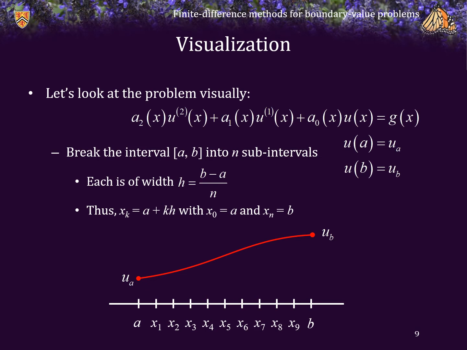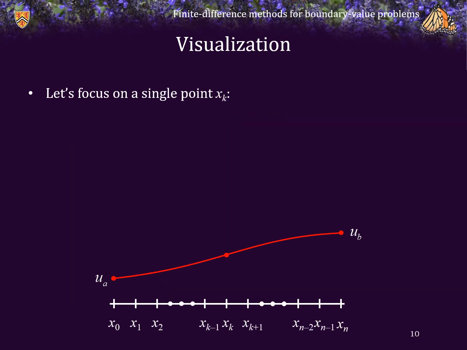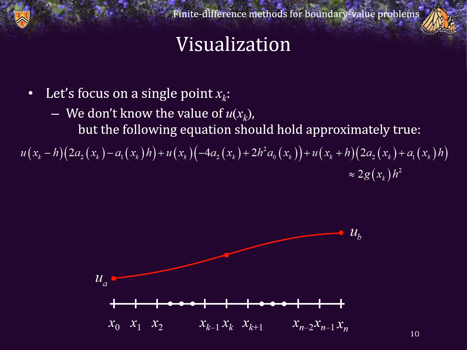Consequently, we'd like to say, for example, approximate the value of the solution to the boundary value problem at x1, or alternatively, approximate the solution at x6. Now, for a more general n, let's focus on a single point x sub k. We don't know what the value of the solution at x sub k is, but we know that the equation we see here should be approximately true.